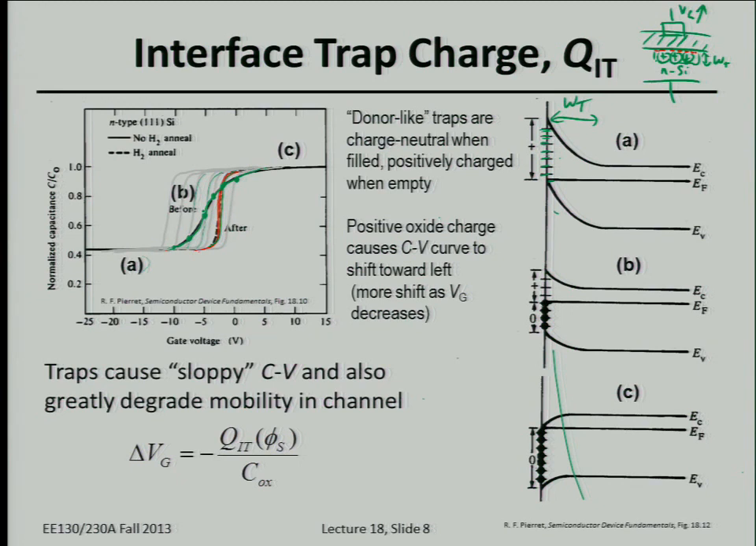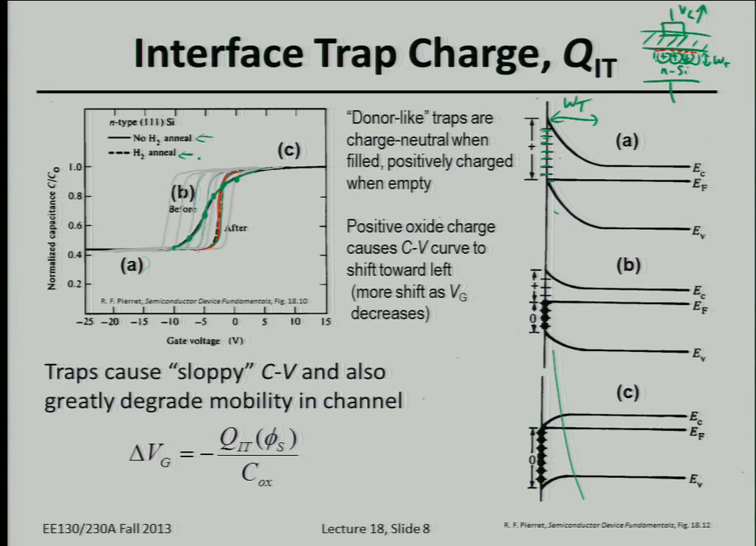So generally, we'd like to minimize QIT, and again, this is done by performing certain steps during the fabrication process. This plot here shows two curves: one with no hydrogen annealing of the MOS structure during the fabrication process, and another with hydrogen annealing. If you subject the silicon MOS structure to hydrogen gas at a high temperature, the hydrogen molecule will break up, and the hydrogen can end up bonding with silicon. So you can form Si-H bonds at the oxide interface.